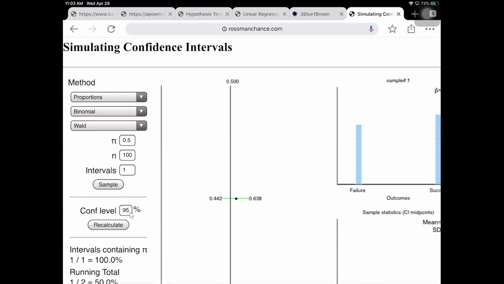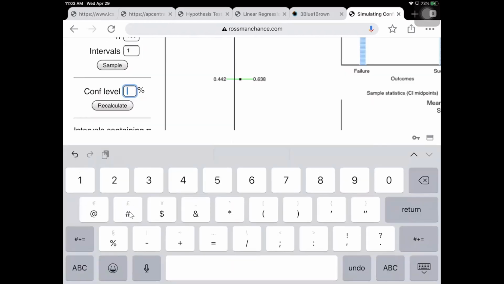Okay, so right now we're going to mess around with the confidence level. We want to see how the confidence level affects my confidence interval. So I'm going to take the confidence level from 95% and move it all the way to, let's say, 60%.